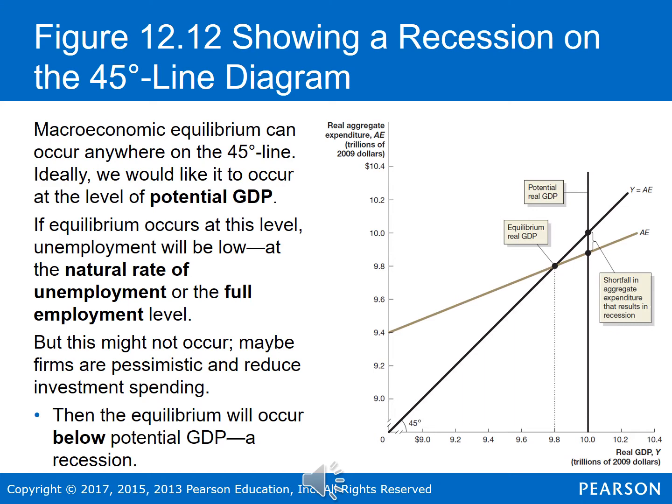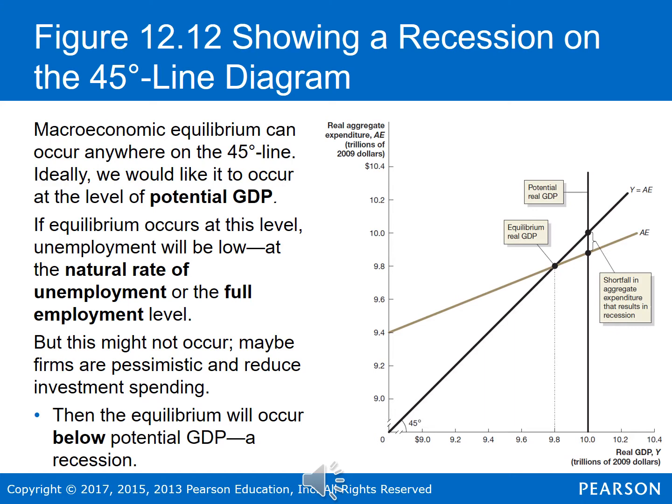The shortfall in planned aggregate expenditure that leads to the recession can be measured as the vertical distance between the aggregate expenditure line and the 45-degree line at the level of potential GDP. The shortfall in planned aggregate expenditure is exactly equal to the unplanned increase in inventories that would occur if the economy were initially at a level of GDP of 10 trillion.